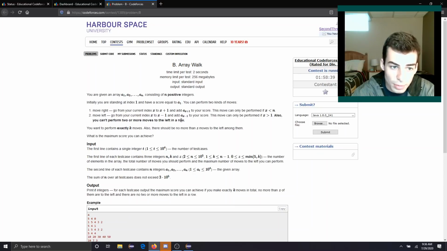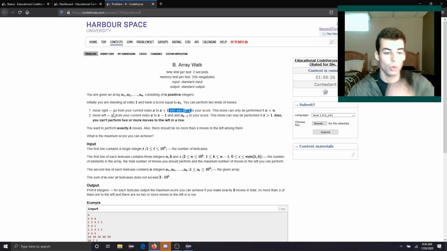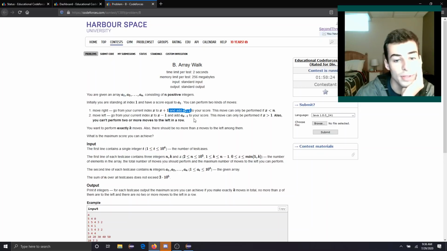All right, we have some array of n positive integers. Initially, you're standing at index 1 and have a score A1. You can perform two kinds of moves. You can move right and add the next thing to your score, or you can move left and add the previous thing to your score. Also, you can't perform two or more moves left in a row. So you can go back and forth as much as you'd like, but you can't ever go left twice.